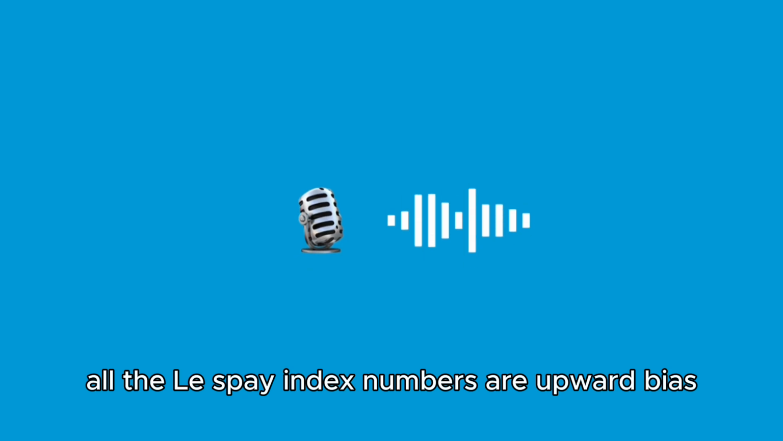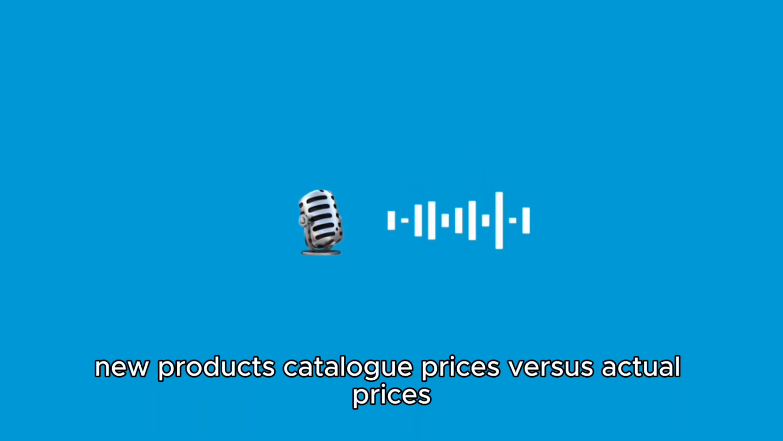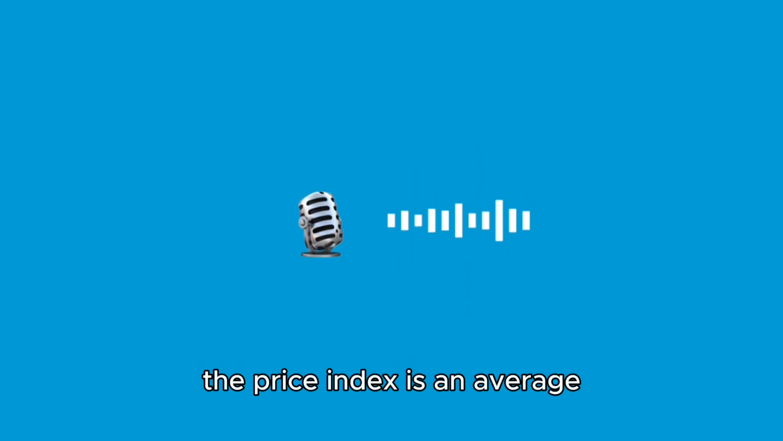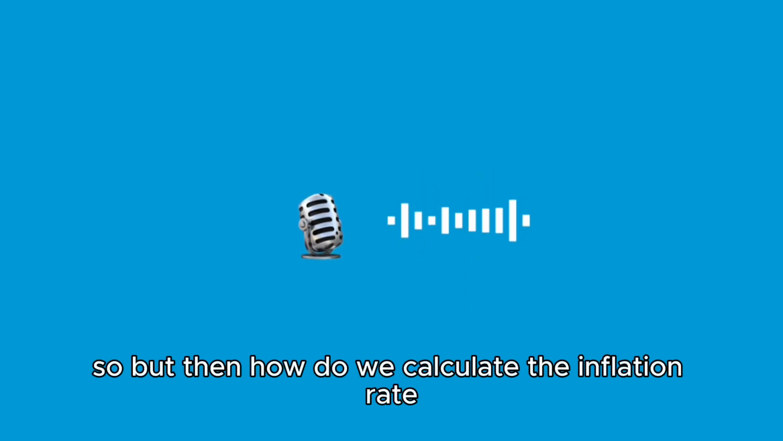While the Laspeyres index numbers are upward bias, there could also be quality changes, new products, catalog prices versus actual prices, and custom-made goods. So the price index is an average and often conceals more than it reveals. But then how do we calculate the inflation rate?